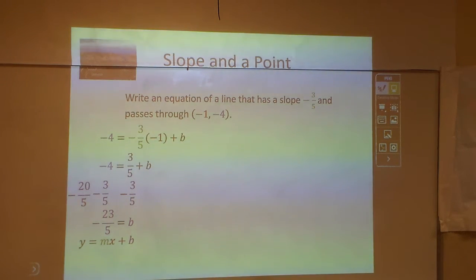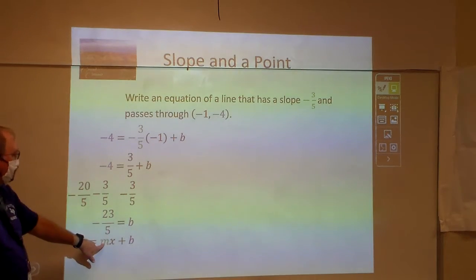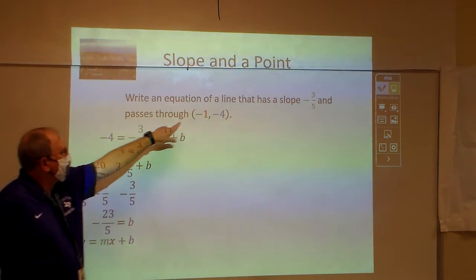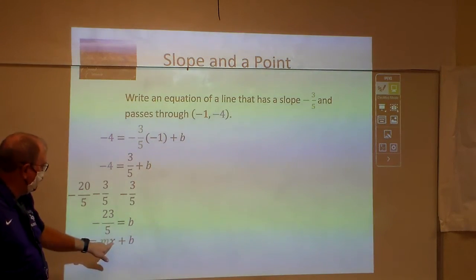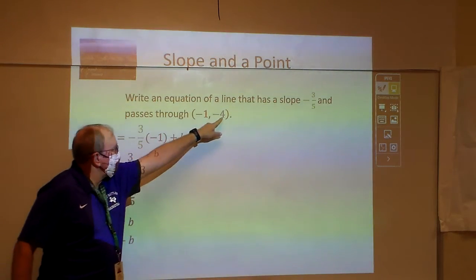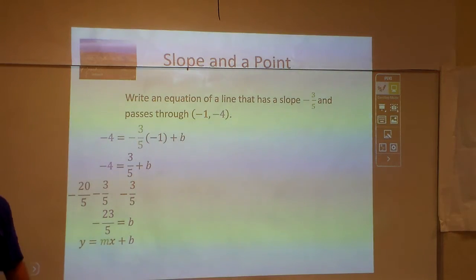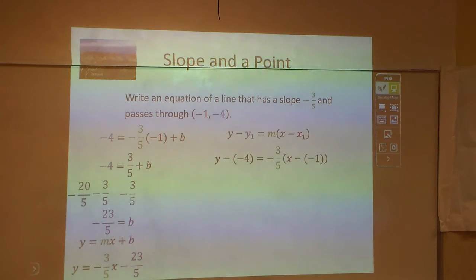What I'm pointing at right here is this negative 3/5 for my slope that's over here, is the m that I put right here. The x value, which is negative 1, that is right here, I put here. And the y value, which was negative 4, that's where these numbers came from right here. Okay? And then to graph it, I guess we have this number here.